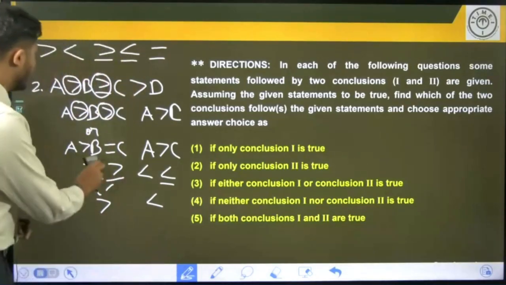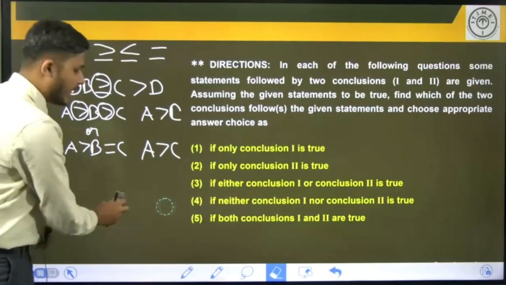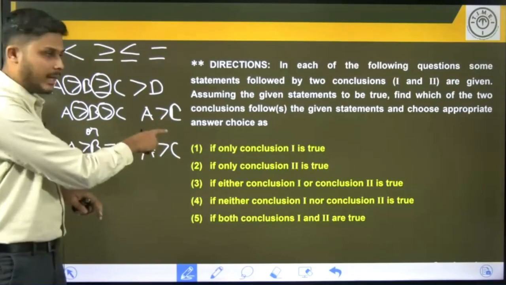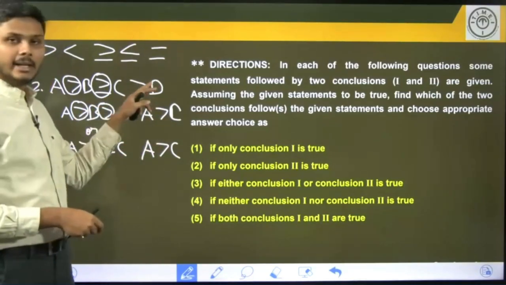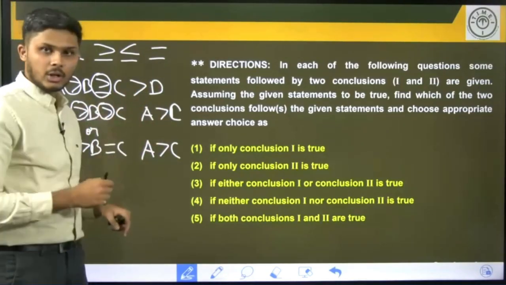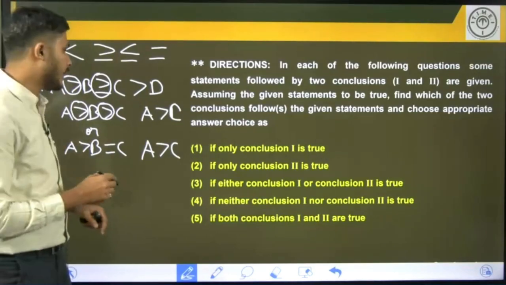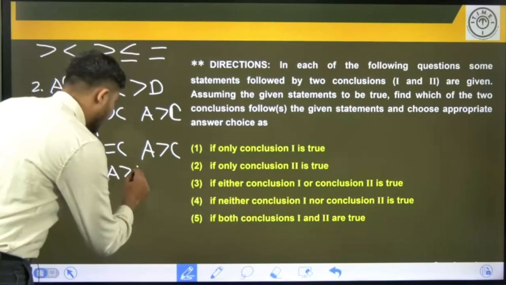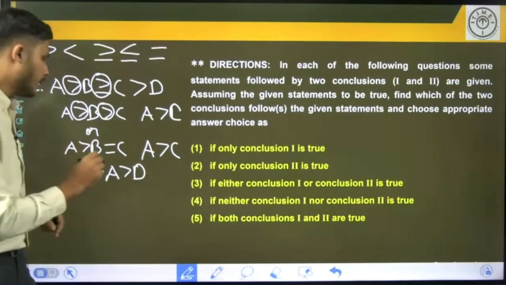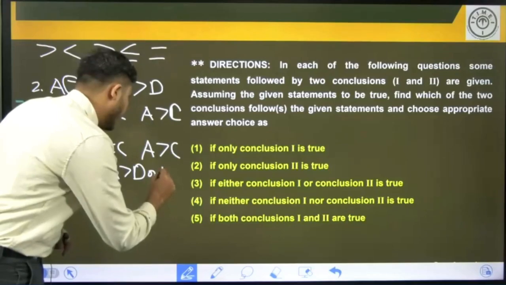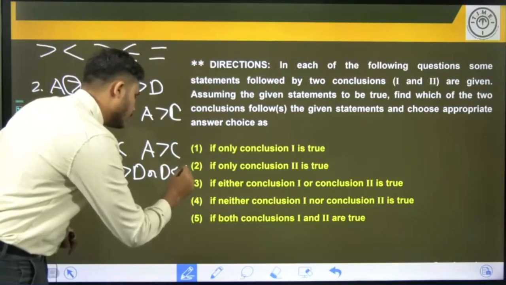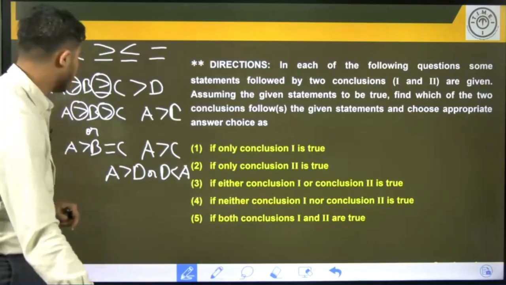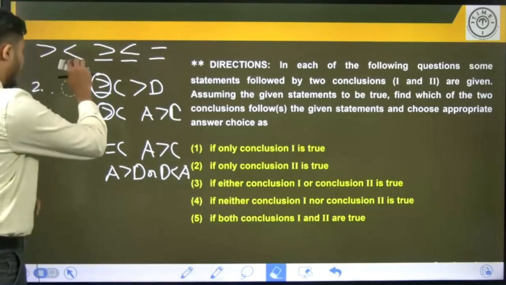So now the relation between A and D will be, since A is greater than C in both the cases and C is greater than D, as we have seen in the first shortcut, since the symbols are same, the end result will also be the same, A greater than D, which is same as D less than A. So this is the second shortcut. So now let's look into the third shortcut.